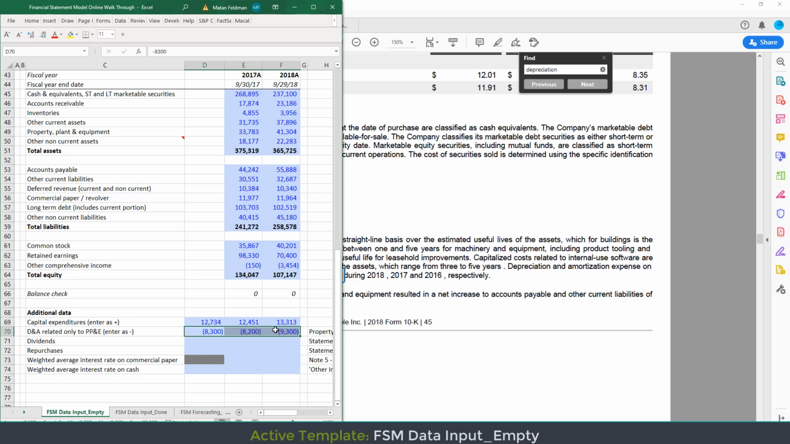We want this entered as a negative, because this will lower property, plant, equipment. Whereas CapEx will increase property, plant, equipment. That's the reason why we have to switch the sign there.